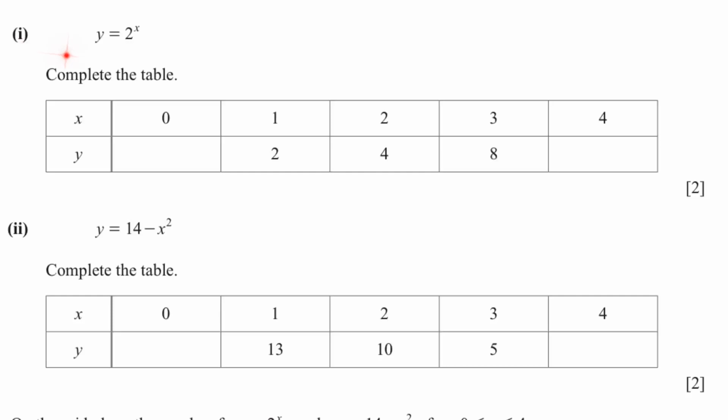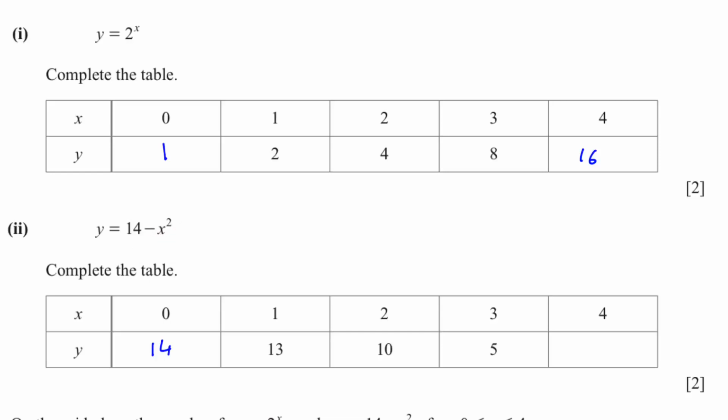Question number 2I. Y is equal to 2 to the power of x. Complete the table. A very easy 2 marks. In place of x, put 0 and you will get 1. And then in place of x, put 4, you will get 16. C2. Y is equal to 14 minus x square. Again, in place of x, put 0. You will get 14.